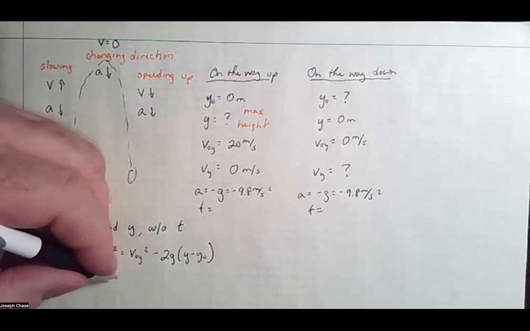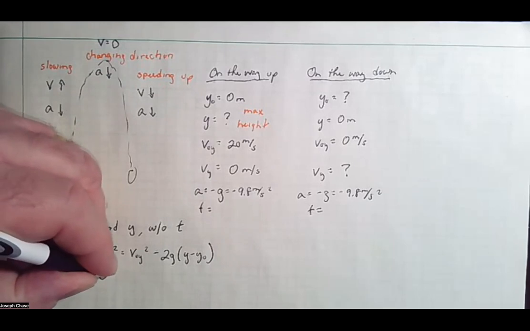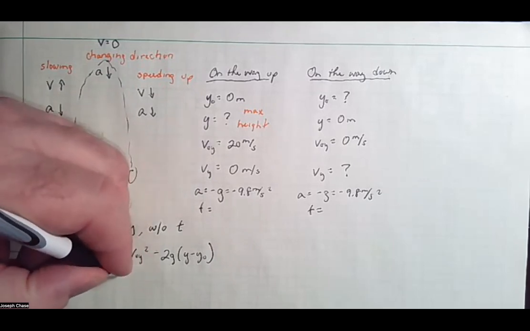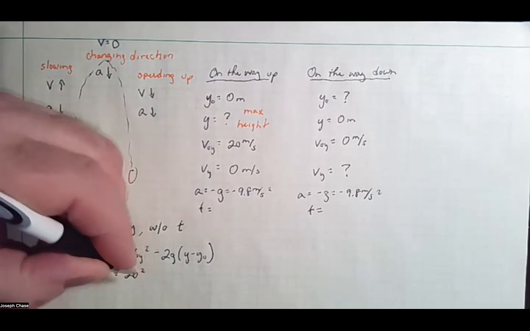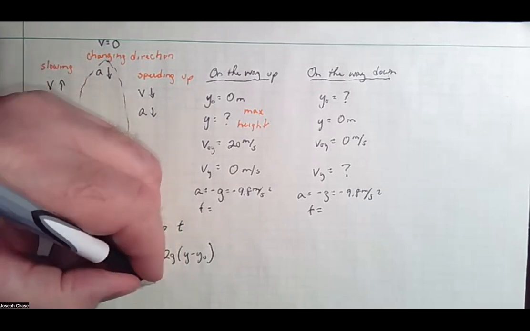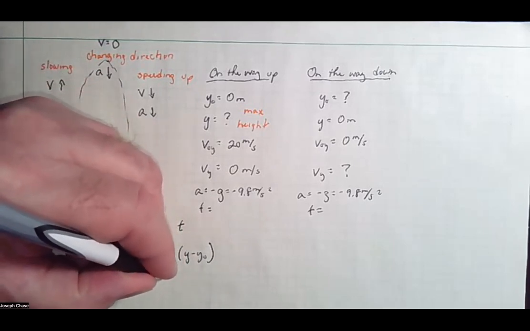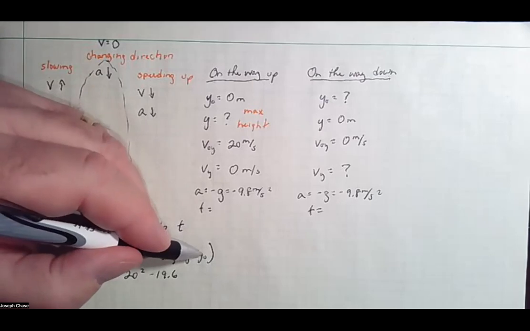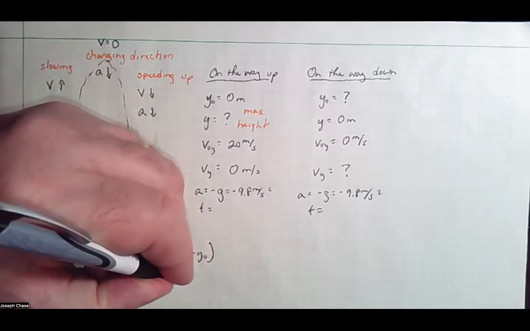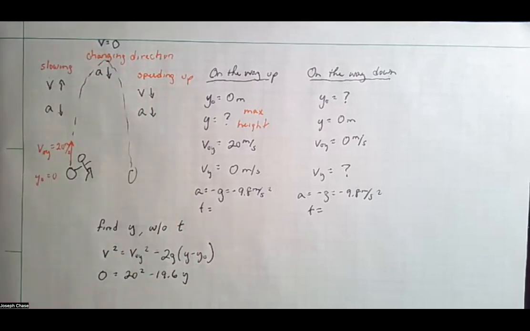Okay, now I can throw some numbers in here. So the final velocity is 0. The initial speed is 20, and that's going to be squared. 2 times 9.8 is going to be minus 19.6. The initial height is 0, and so now I'm just looking for y, and that's totally solvable. That's a good way to get started for that question.